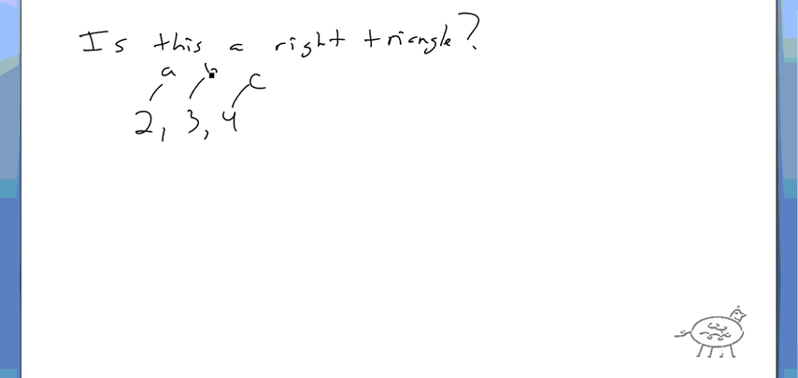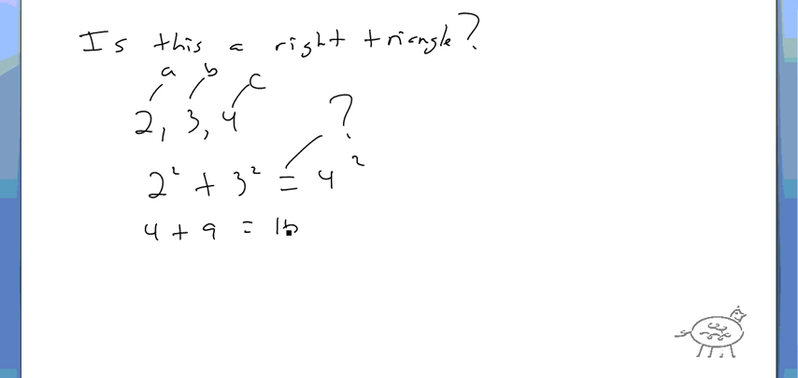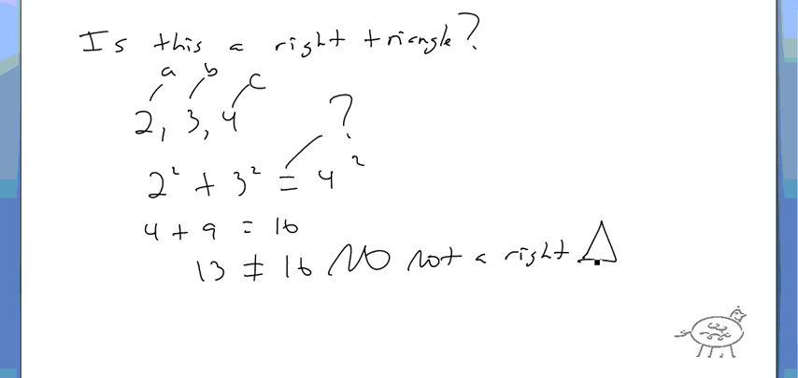And then you plug it into the Pythagorean Theorem. So 2 squared plus 3 squared, let's see, does it equal 4 squared? If it does, it's a right triangle. If it doesn't, it's not a right triangle. So 4 plus 9 is 13. 13 does not equal 16. So the answer is no, not a right triangle.